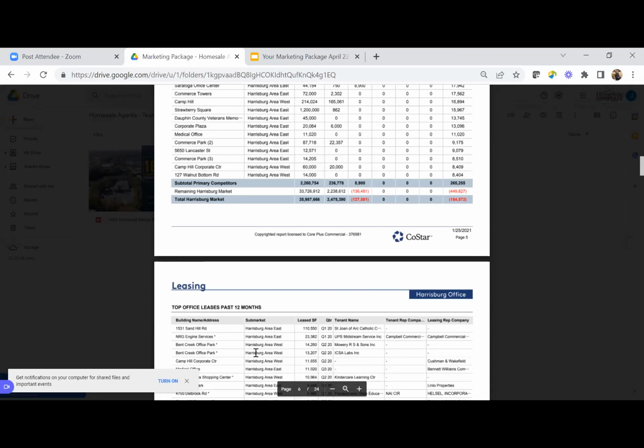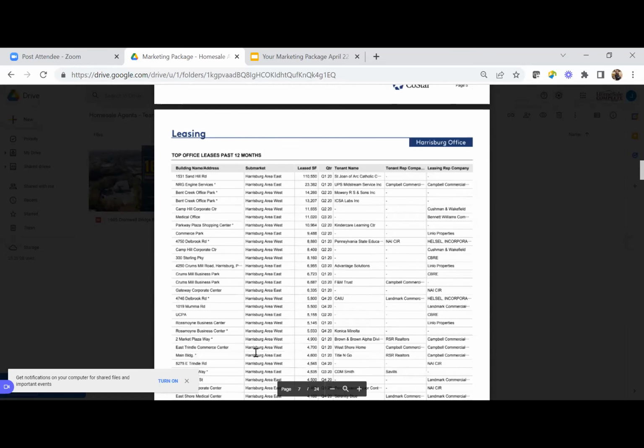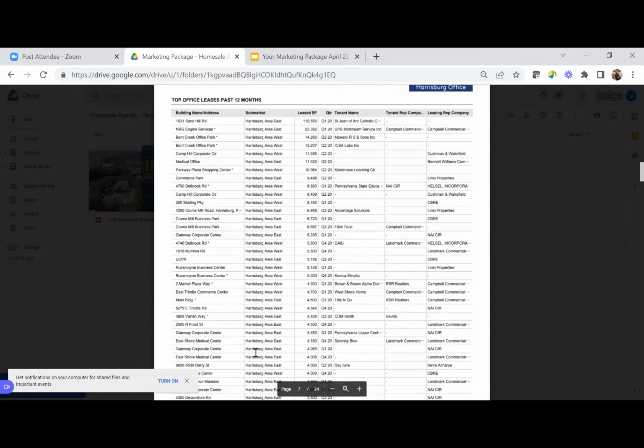Other leasing addresses that you're going to want to be familiar with, and when they were leased up and who the tenant is. You'll also see who the leasing rep company is. So that's important from a competition standpoint. How much square footage they lease?